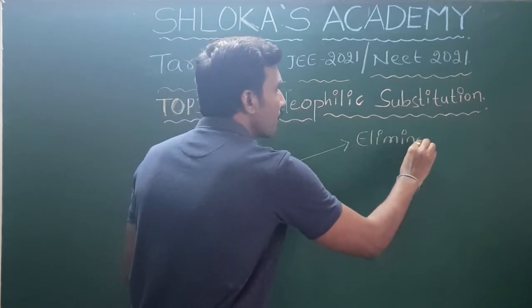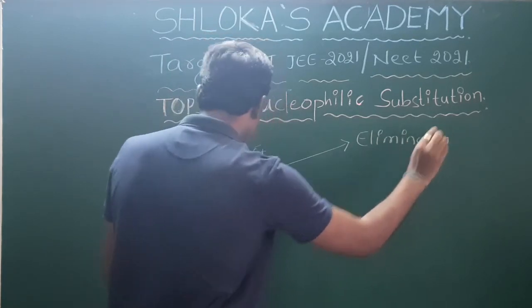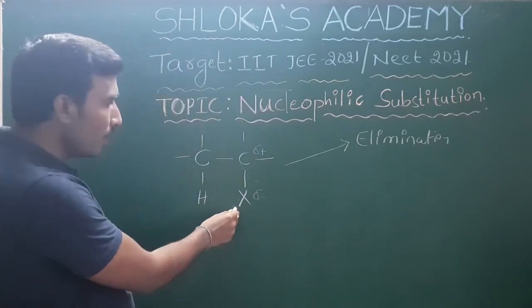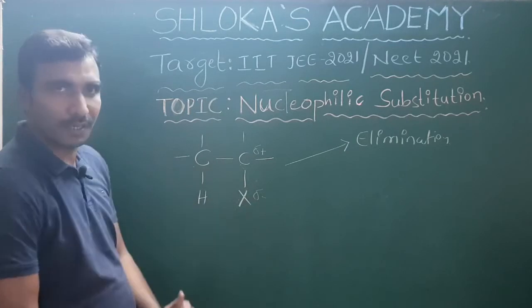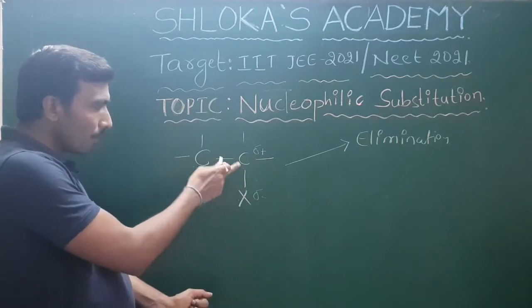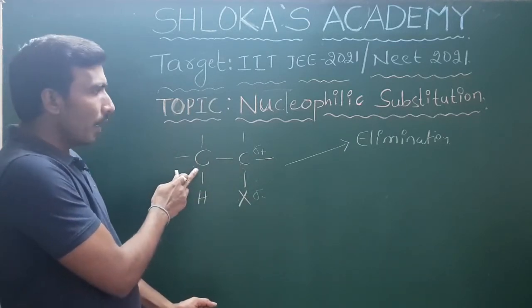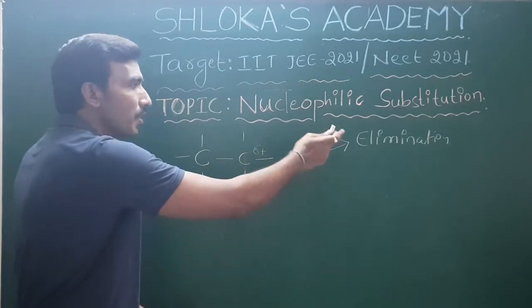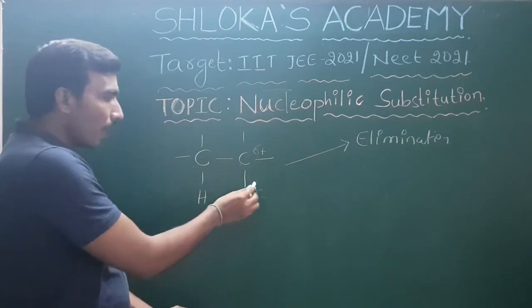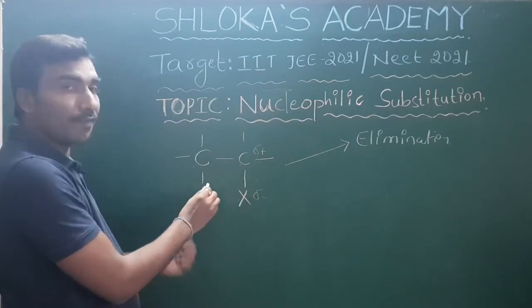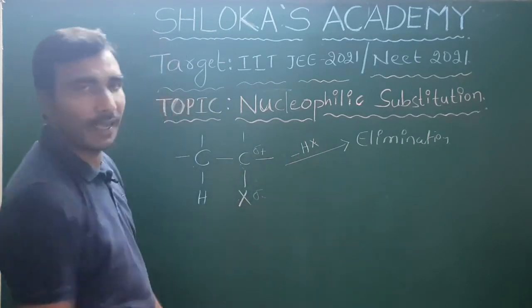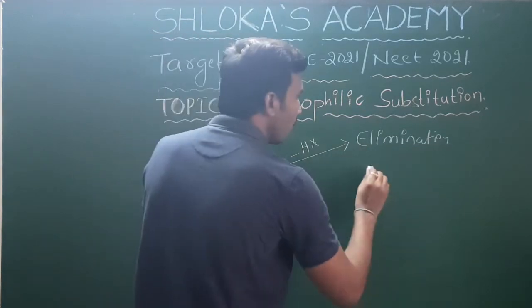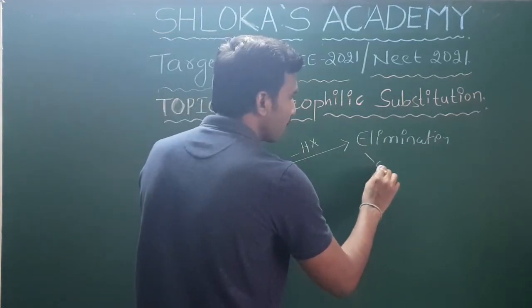elimination. Why elimination? Very simple. In this elimination, the halogen along with hydrogen from the beta carbon, this is the alpha carbon and this is the beta carbon, whenever it wants to undergo elimination, the halogen along with hydrogen from the beta carbon will leave as HX, and that results in the formation of an alkene.